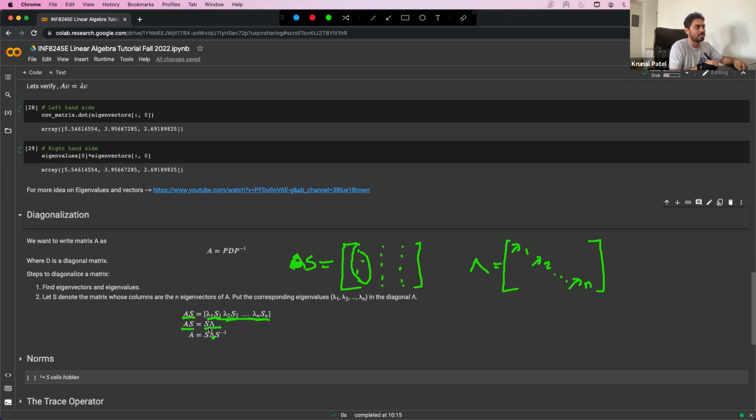When I have this equation, all I have to do is multiply with S inverse on both sides, and I get A equals S Lambda S inverse on the right-hand side, which is what I wanted, which is P D P inverse. So that's how I did the diagonalization. My P matrix is my S matrix, my D is my capital Lambda, and P inverse is basically the inverse of this S matrix. Is that clear?